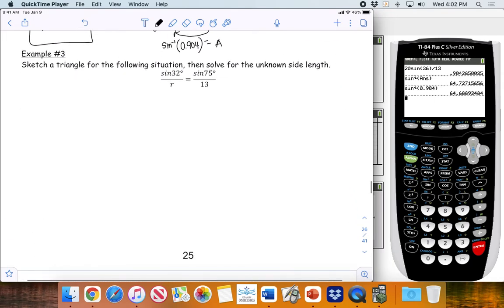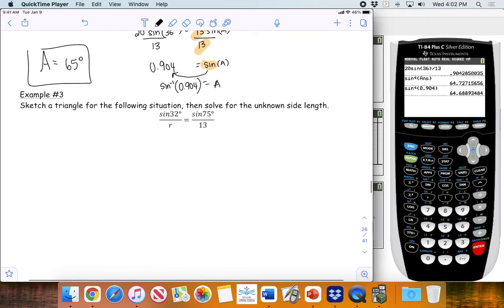Okay, example number 3. Sketch a triangle for the following situation, then solve for the unknown side lengths. So we have to draw an acute triangle. We have 32 degrees is opposite to R. So I just make sure that they're opposites of each other. And 75 degrees, which is also given, is opposite to 13. So these guys are opposites to each other.